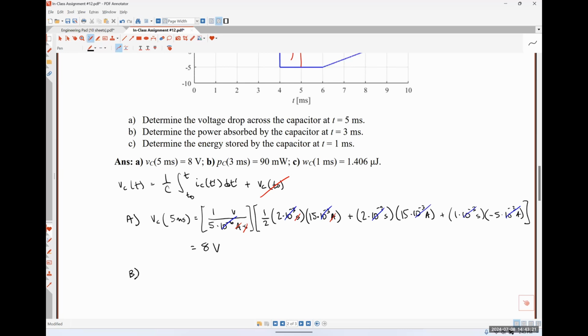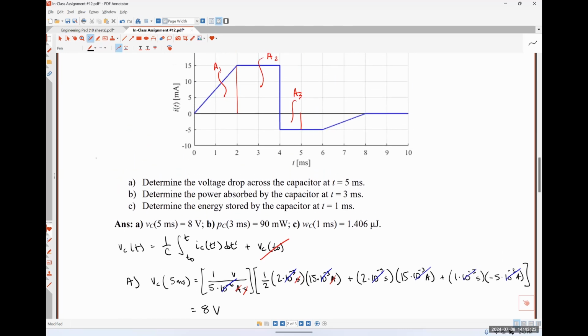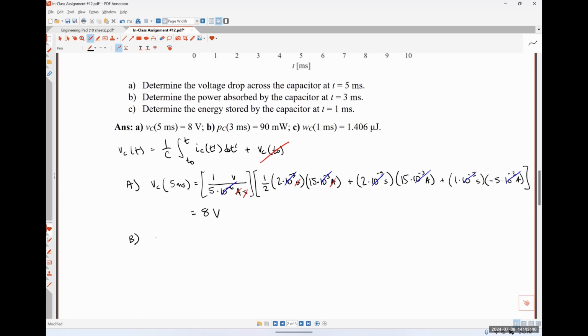Anybody have any questions, comments, or concerns about how we calculated part A? All right. For part B, we're asked to determine the power absorbed by the capacitor at a particular time. I think the easiest way to do this is to calculate VC at 3 milliseconds and also our current at 3 milliseconds.